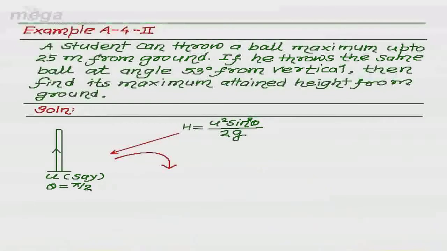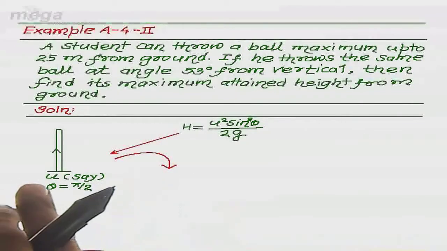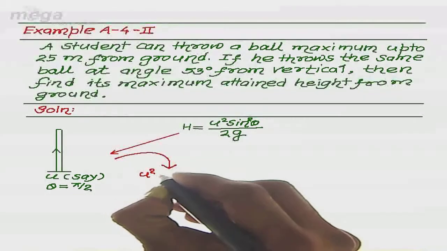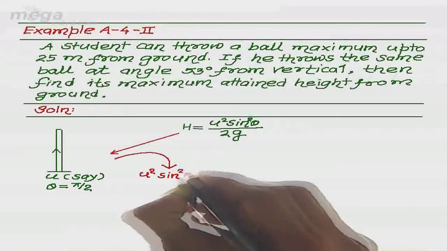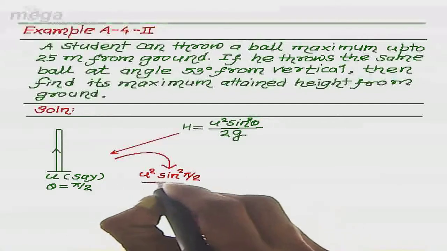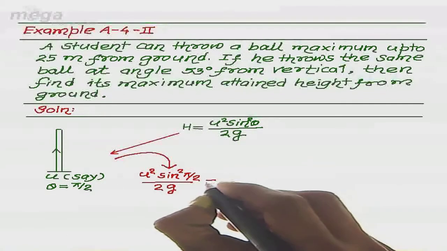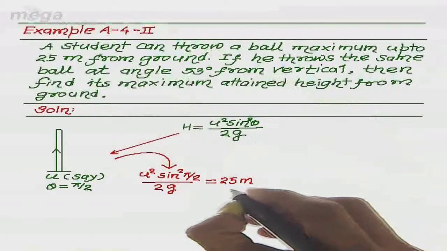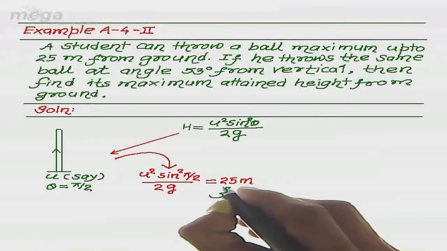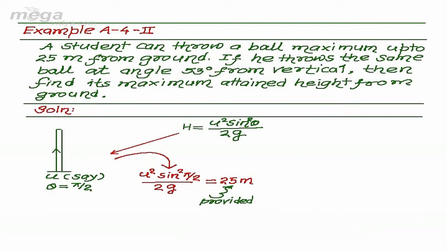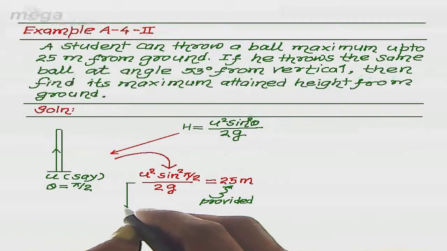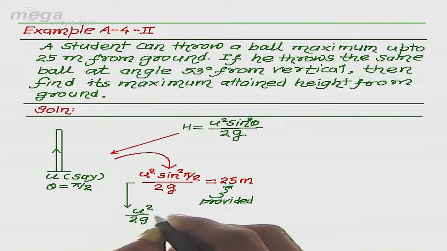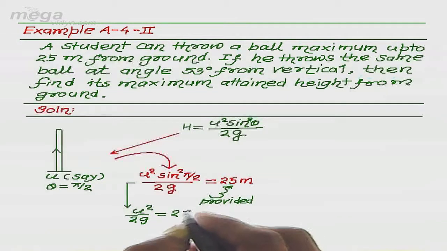So by using the same formula under this situation, we get the value of u square sine square pi by 2 divided by 2g to be equal to 25 meter. It is the information which has been provided to us. So from here we can conclude that the value of u square by 2g is 25 meter.